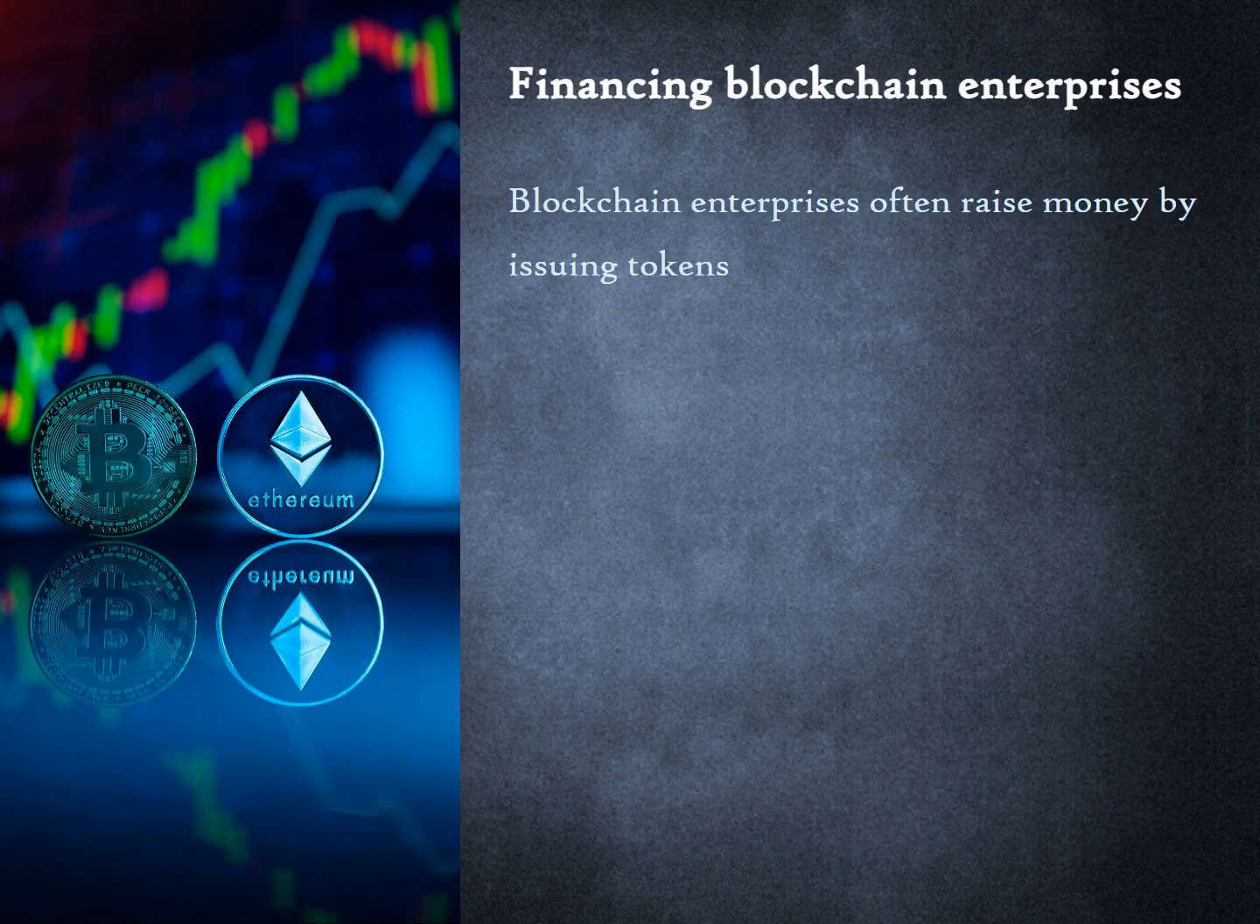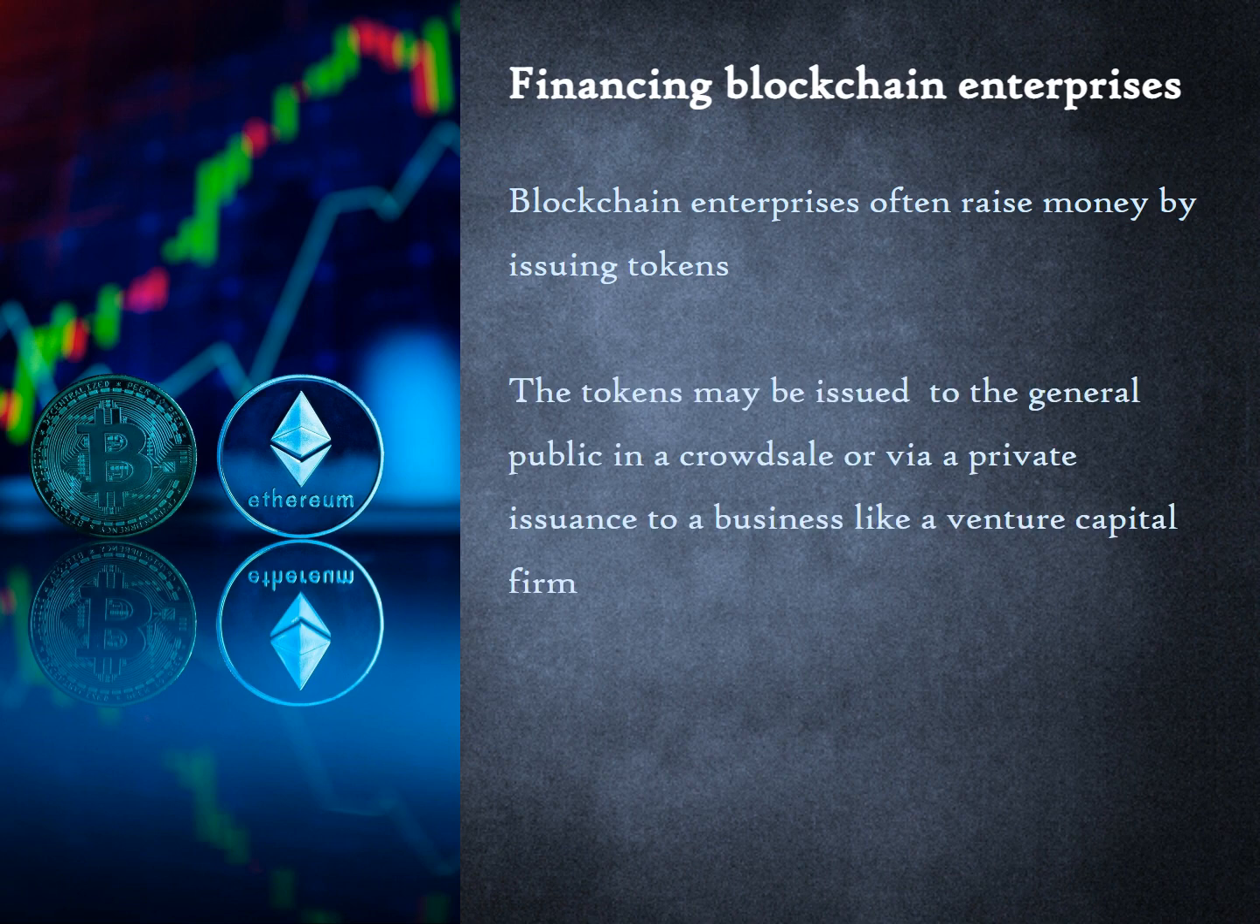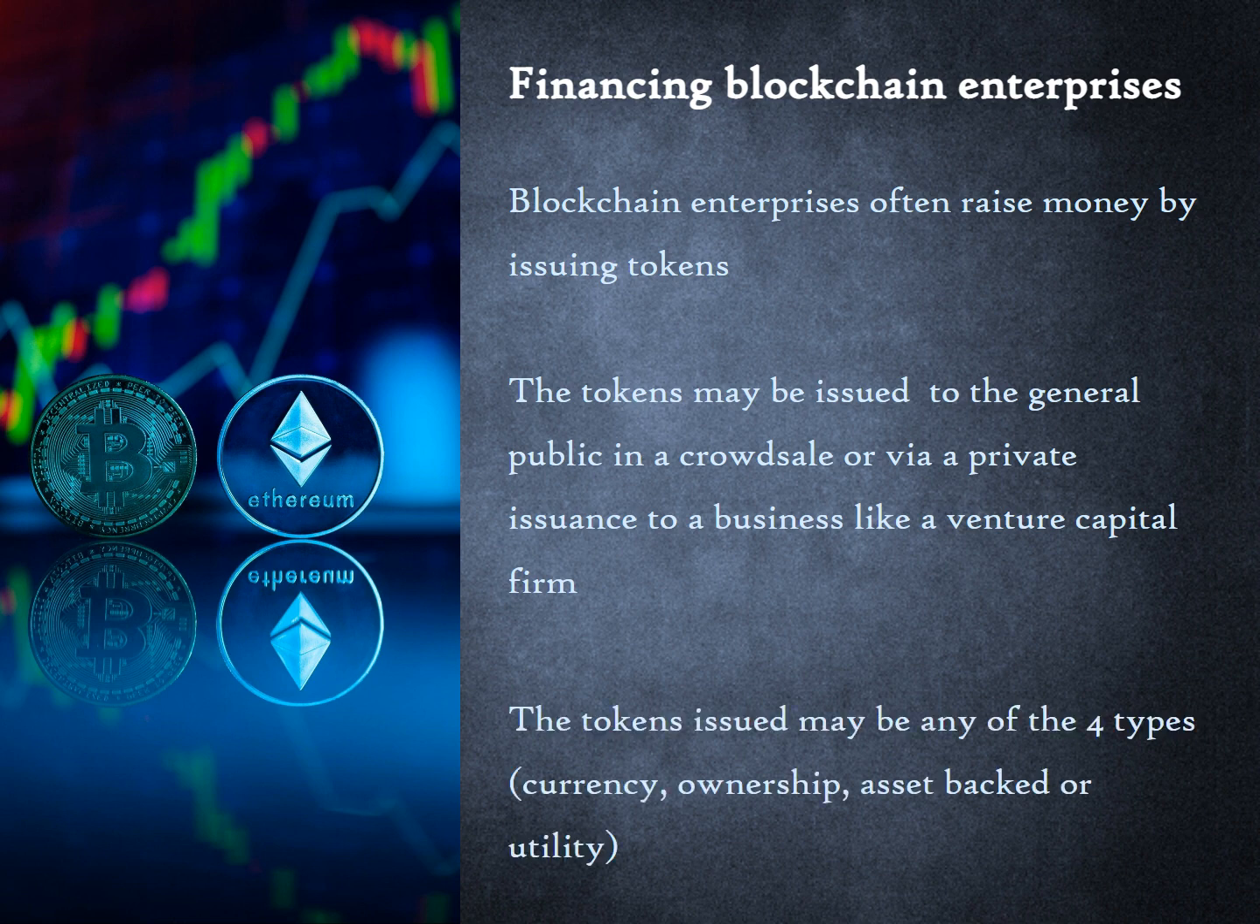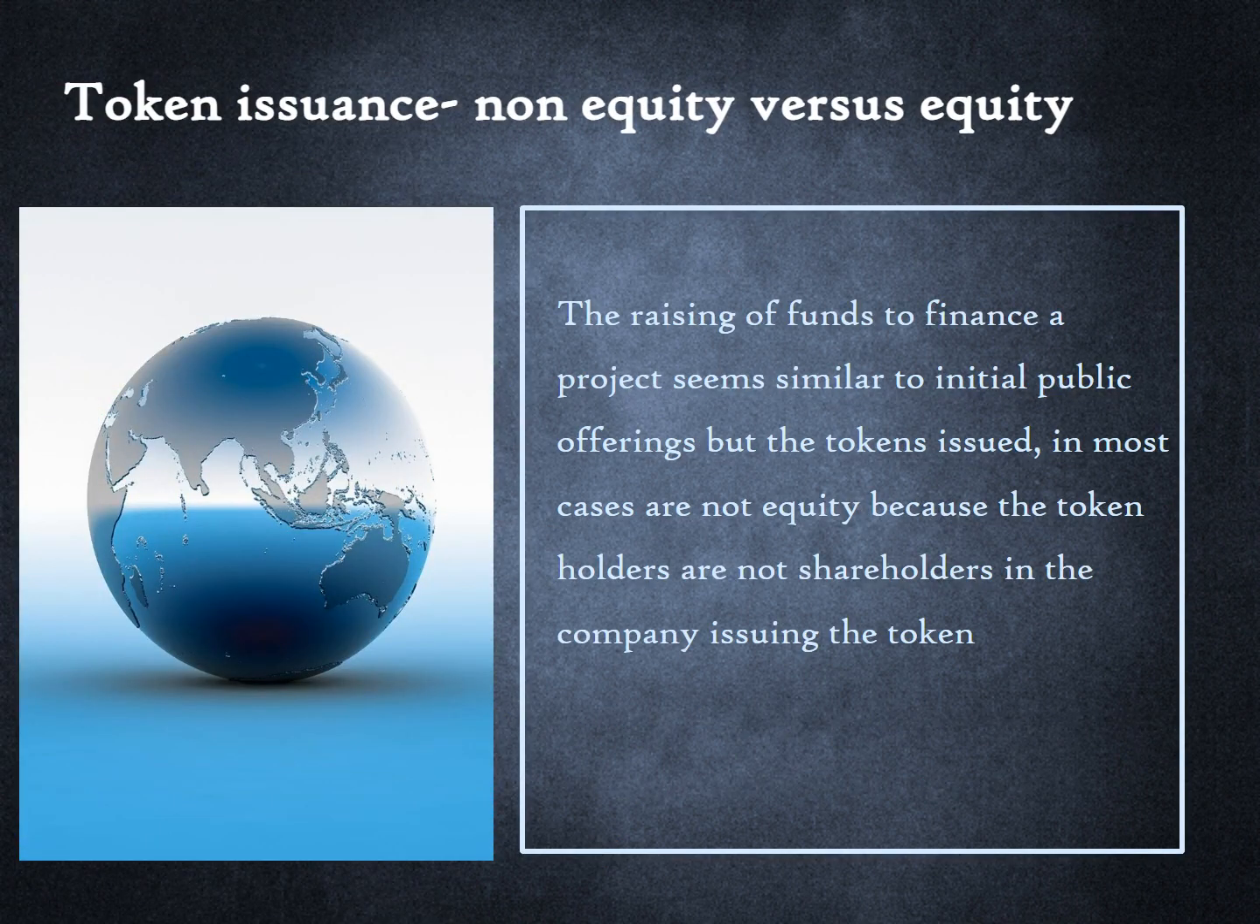Blockchain enterprises often raise money by issuing tokens. The tokens may be issued to the general public in a crowdsale or via private issuance to a business like a venture capital firm. The tokens issued may be any of the 4 types of tokens that we discussed earlier. The raising of funds to finance a project seems similar to initial public offerings, but the tokens issued, in most cases, are not equity because the token holders are not shareholders in the company issuing the token.